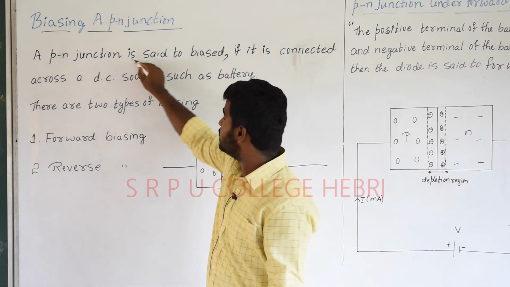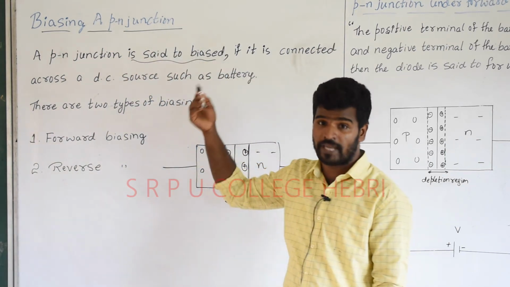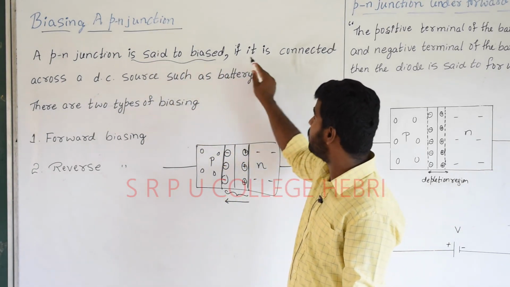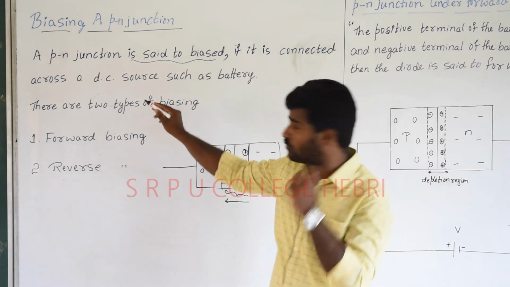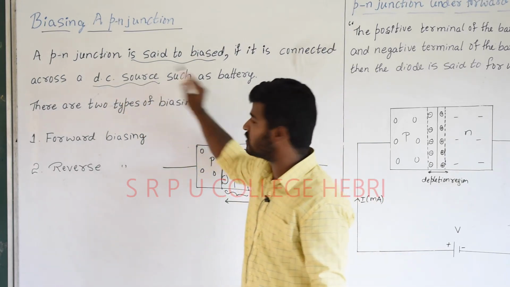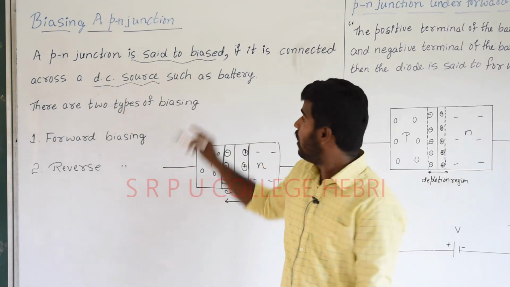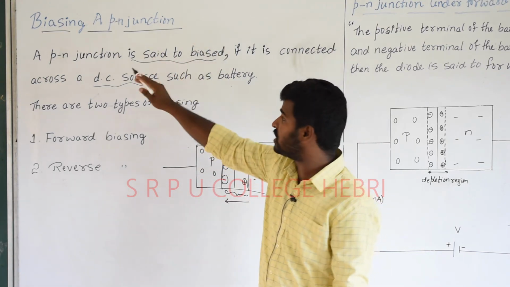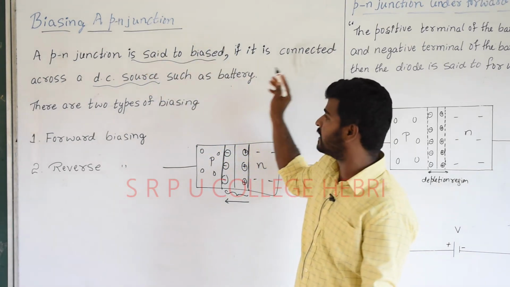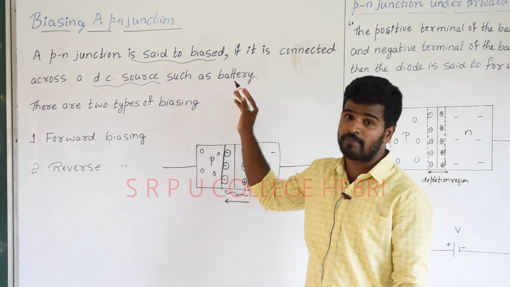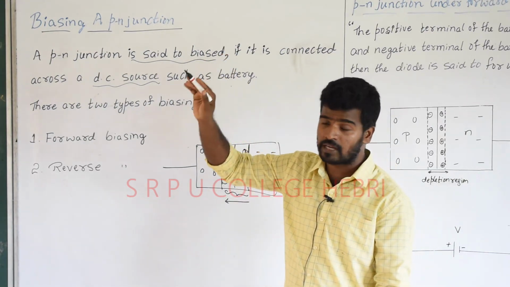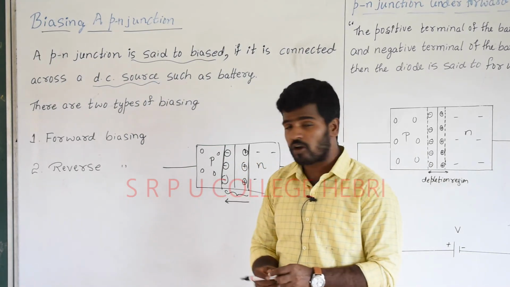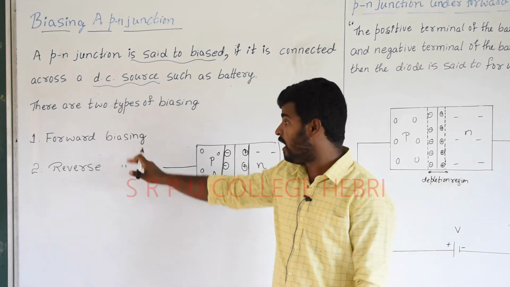A PN junction is said to be biased. What is the meaning of biasing? A PN junction is said to be biased if it is connected across a DC source, such as a battery. Then the diode is said to be biased. Therefore, there are two types of biasing. The first one is forward biasing, and the second one is called reverse biasing.